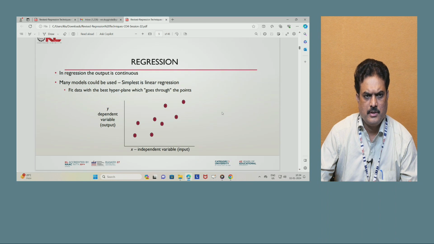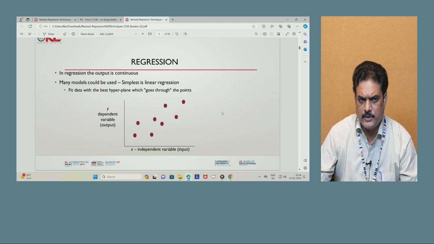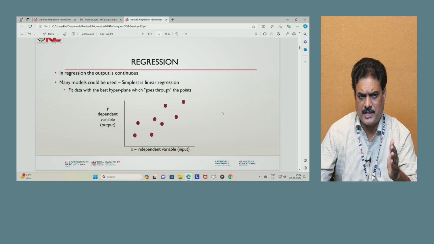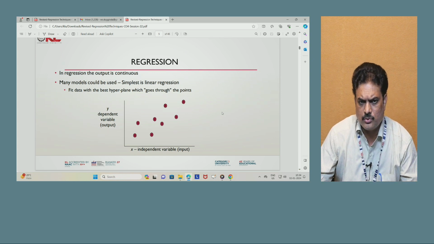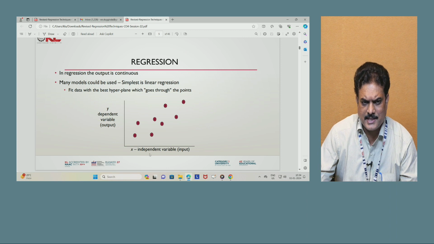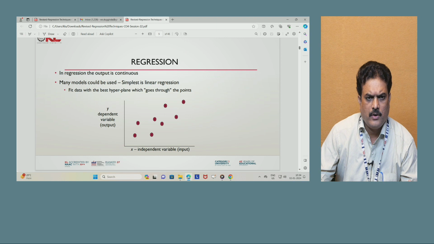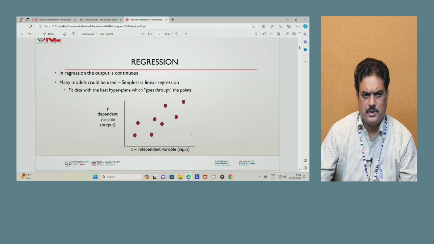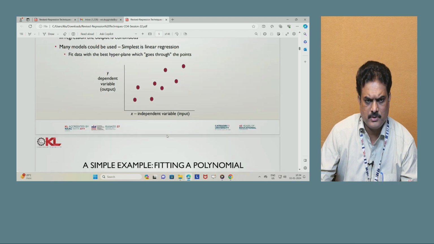So in regression, the output is continuous. Many models could be used, the simplest being linear regression. Fit data with the best hyperplane which goes through the points. Here we have the x-axis and y-axis. x is the independent variable, that is the input, and y is the dependent variable, that is the output. So regression will be done this way.